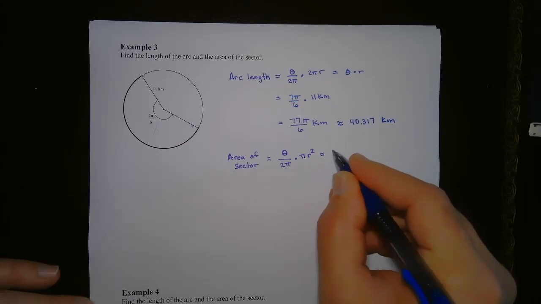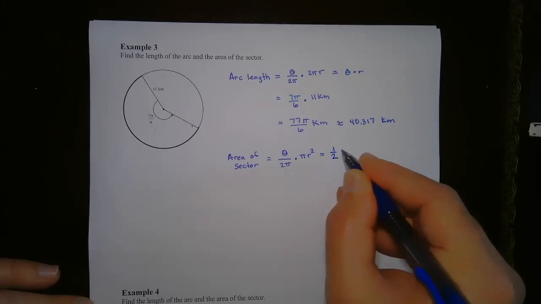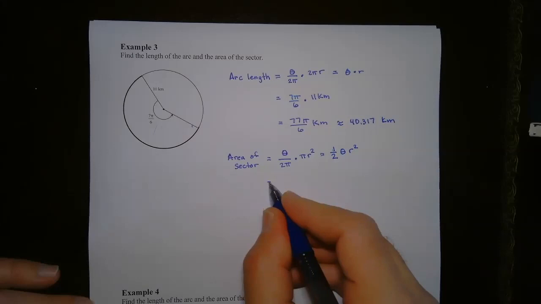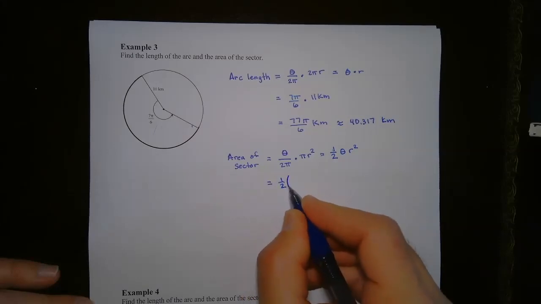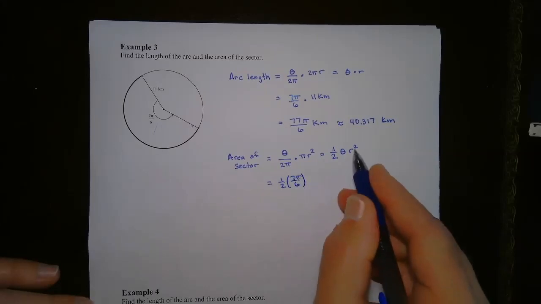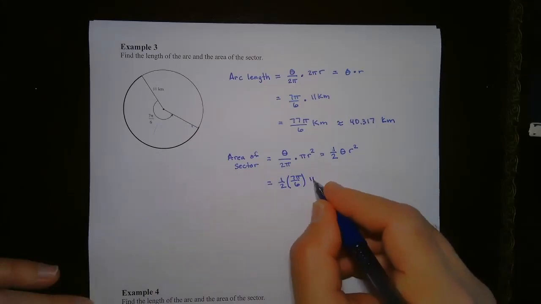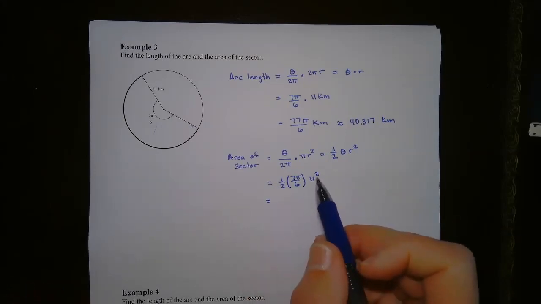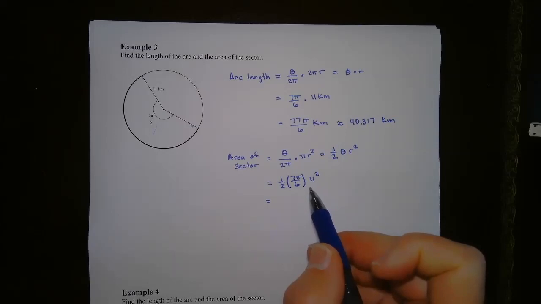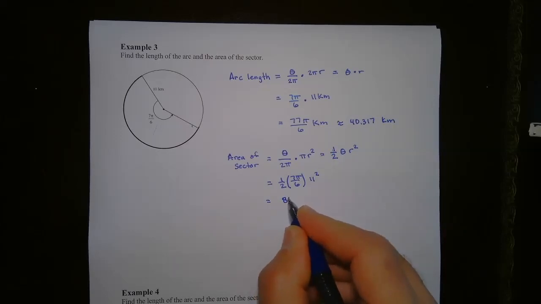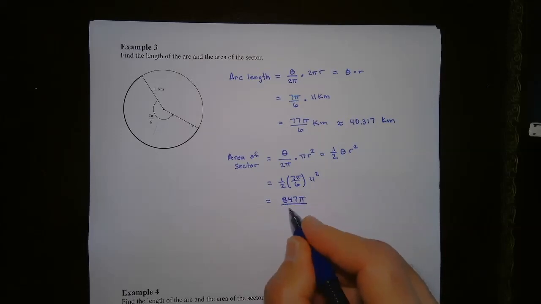And we're left with theta over 2 times r squared, or 1/2 theta r squared. Okay, so now let's put everything in. So this is equal to 1/2 times my angle, which is 7 pi over 6, times my radius squared. My radius was 11, so this would be 11 squared, which is 121. And then times 7 would be 847. So this would be 847 pi over 12, because 2 times 6 is 12.